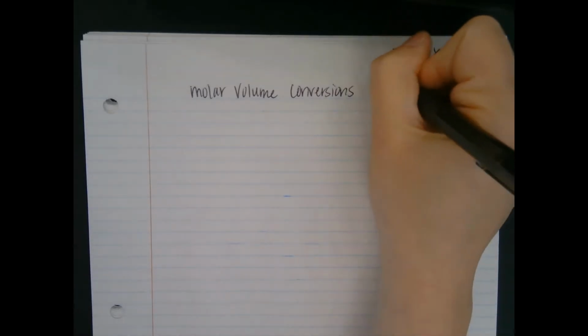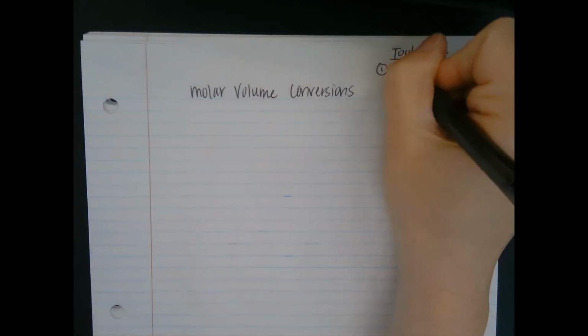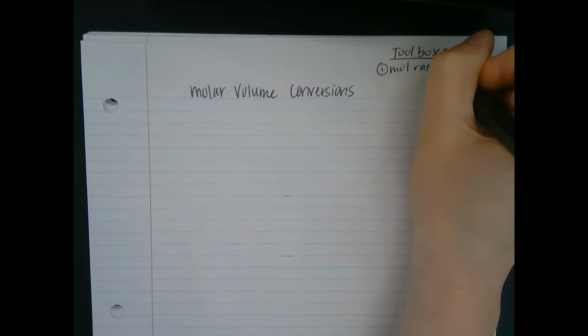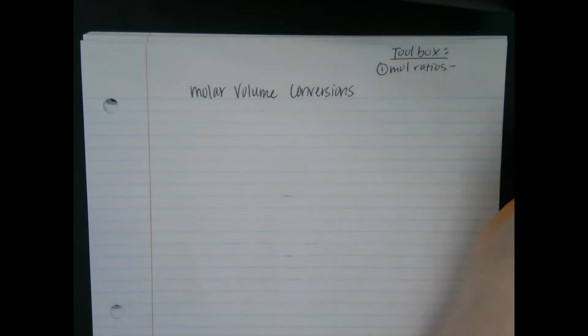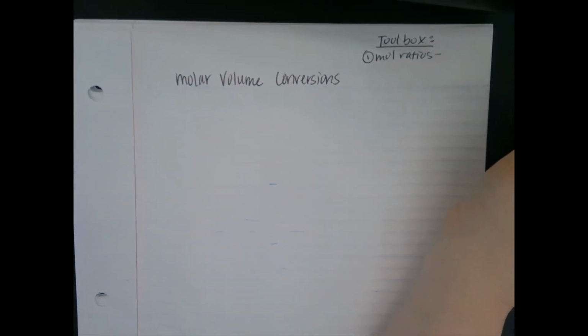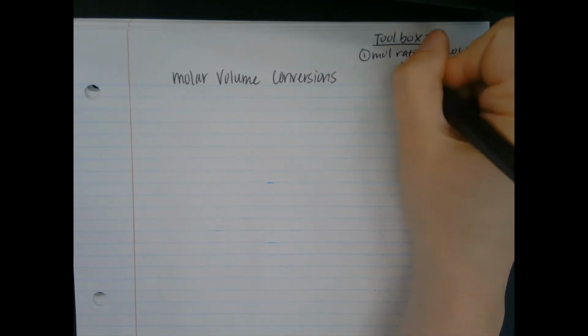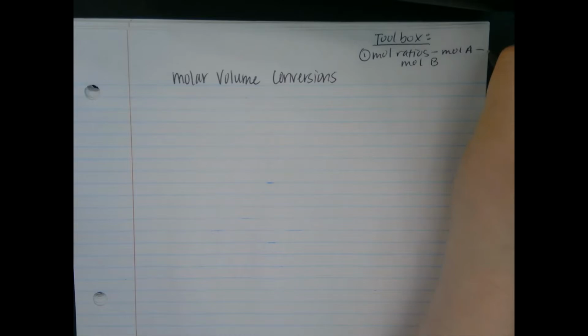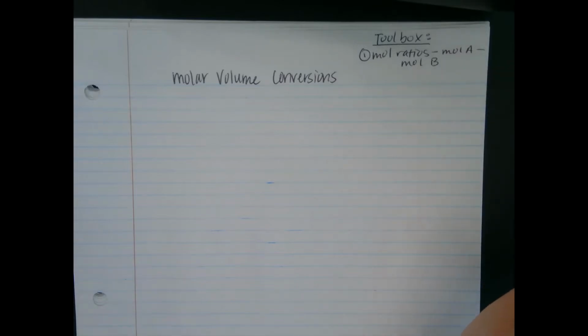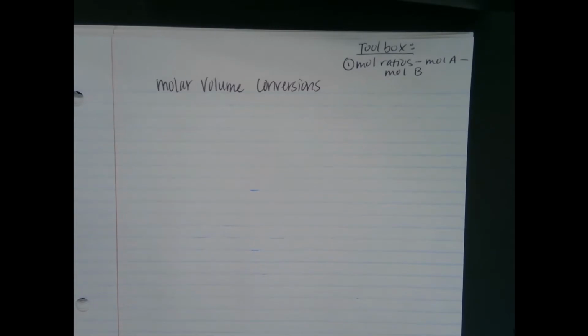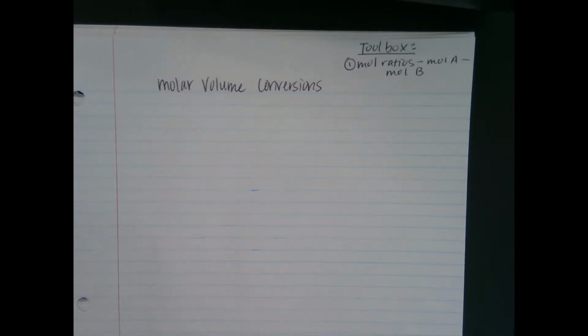So the very first thing that we learned was mole ratios. And we use the coefficients of the balanced reactions to get us from moles of one chemical back and forth to moles of another, okay? So this gets us from moles of one thing to moles of another. And we get this from the coefficients of the balanced equation, okay?